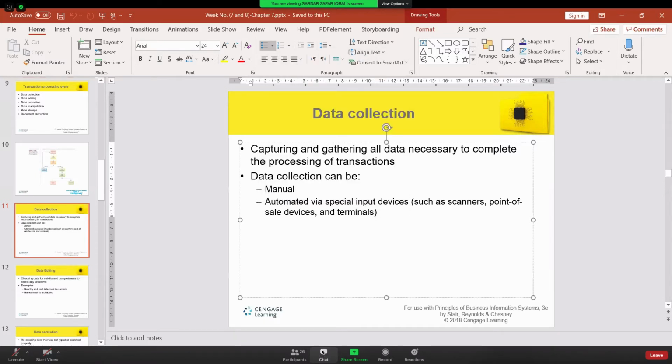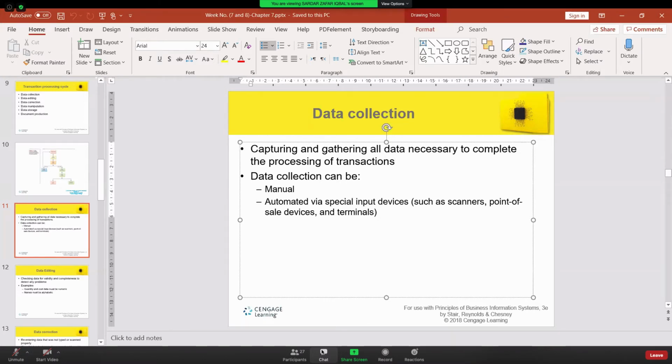For example, you're doing a job as a sales manager, or on a counter where you can receive the products, or give the product to the customer. So you will use some devices, point of sale devices. You will use some scanners. Using these devices you can collect the data, or by entering the data of a customer in your system. So you are capturing the data in this way.